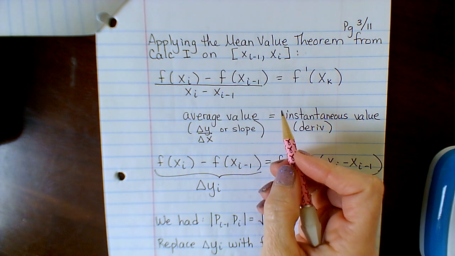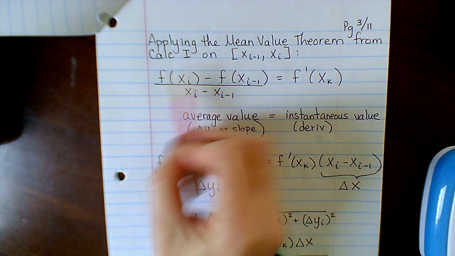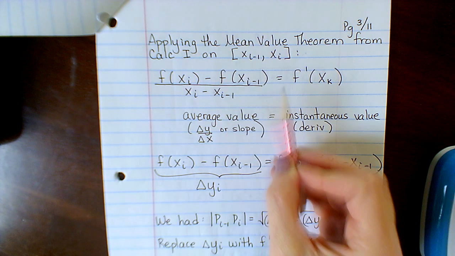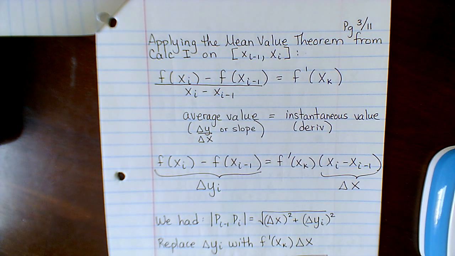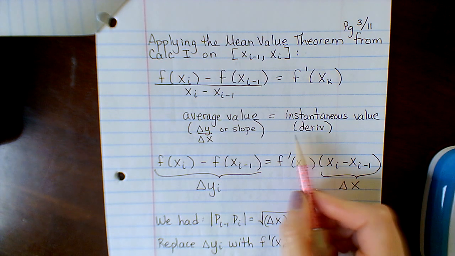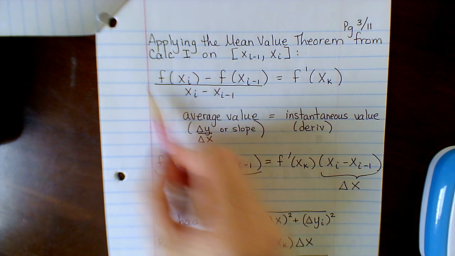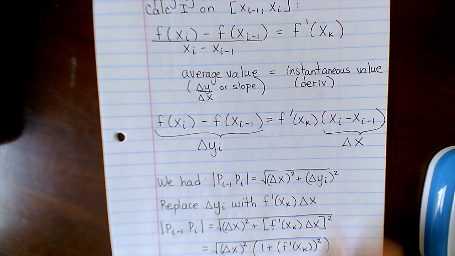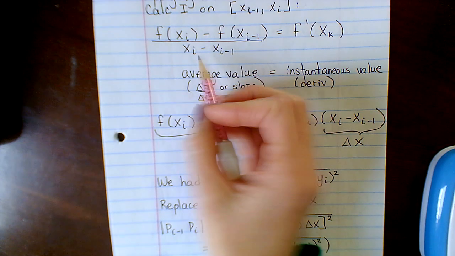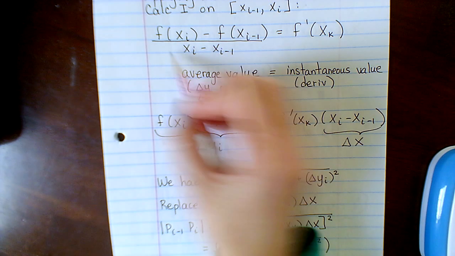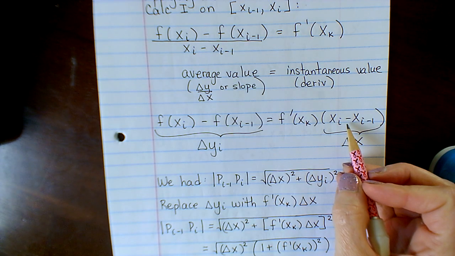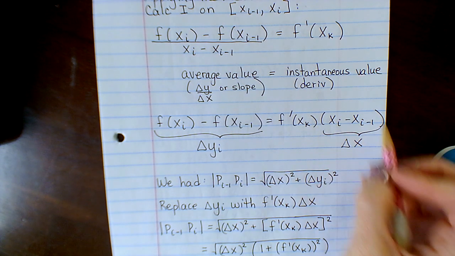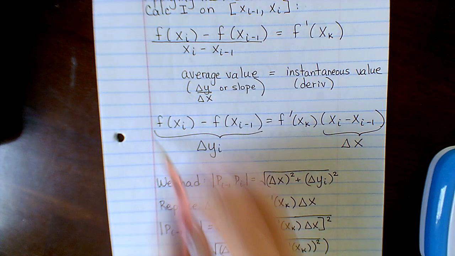So algebraically, the mean value theorem says that this average value is equal to that instantaneous value, or that average rate of change is the instantaneous rate of change. Of course, the instantaneous rate of change being our derivative, and this average value being our slope. So all I did was multiply both sides by this denominator here to get rid of the fraction. This was the same as delta x, this was the same as delta y sub i.